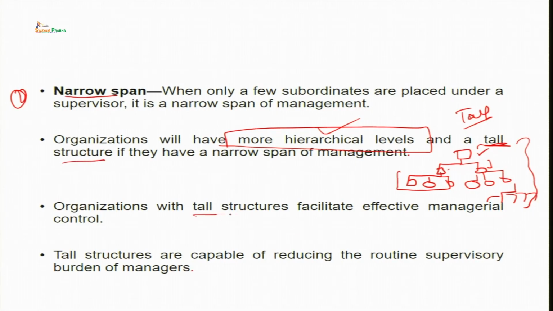Organizations with tall structure facilitate effective managerial control. How do they facilitate effective managerial control, students? Because as you can see, this person has to manage only 2 people and this person has to manage 3 people. So, it is easier to have managerial control.